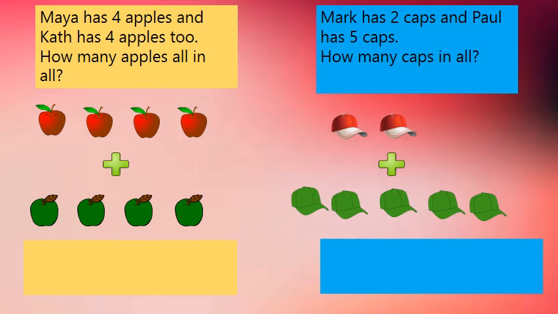This time, I want to challenge you. I want you to solve the two problems here. Okay, can you please bring your paper and pencil? Now, I'm going to read the first problem for you. And this time, you're going to listen attentively and write down the two given numbers and then solve it by yourself. Okay? First, Maya has 4 apples and Kat has 4 apples too. How many apples all in all? I'm going to give you a minute to do that.